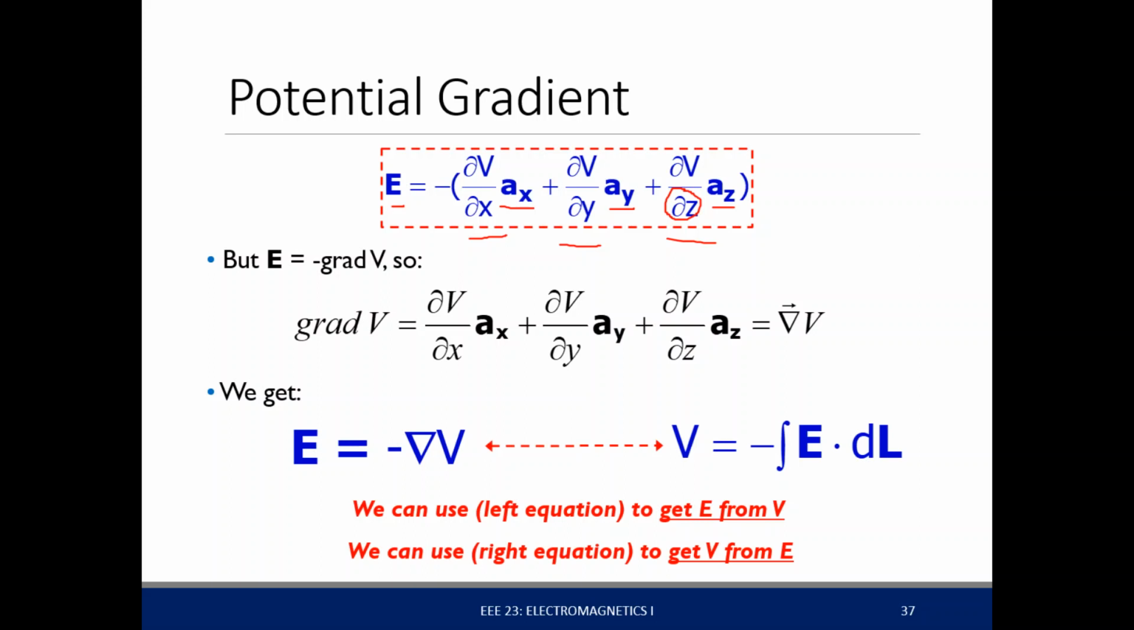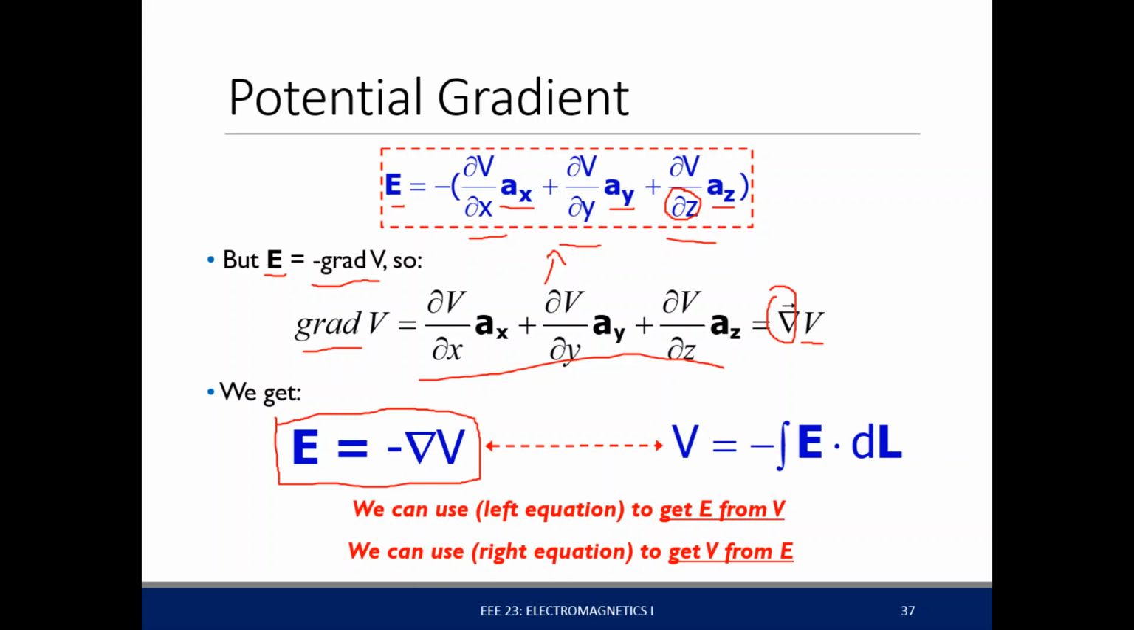Okay? And we know that E is equal to the negative gradient of V. So the gradient of V is equal to that expression as we got it, which is equal to del, which is a vector operator, multiplied by your scalar field V. Finally, we get this expression right here, where the electric field is equal to the negative of the gradient of the voltage. So basically, if you have a potential field V, you can solve for the electric field anywhere in space by getting the gradient of that scalar field. Okay, so you can get your vector field from a scalar by using the gradient.